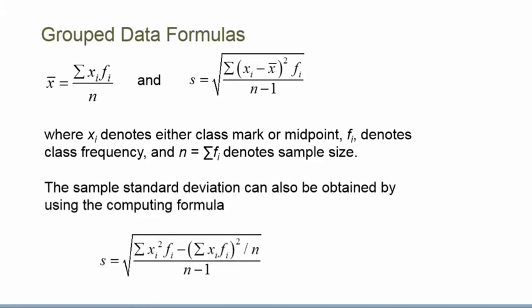The sample standard deviation can also be obtained by using the computing formula. s equals the square root of, in the numerator, the sum of x sub i squared times f sub i minus (the sum of x sub i times f sub i) squared divided by n, and in the denominator n minus 1.